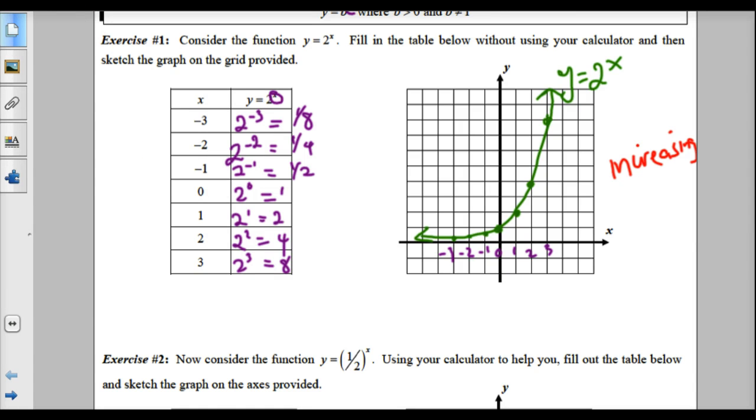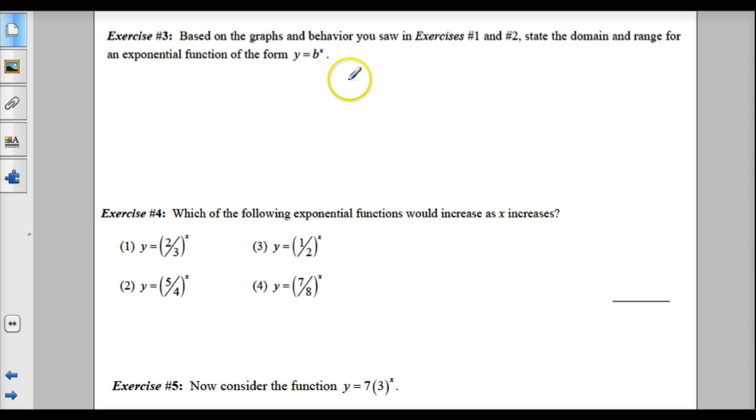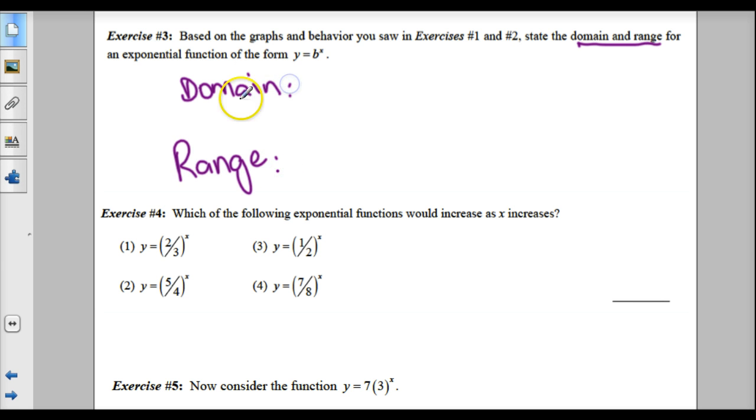Now, we're going to go to exercise 3. It says, based on your graph and behavior you saw in exercise 1 and 2, set a domain and range. And if you notice, guys, domain and range is something that has been popping up from unit 1. So looking at that, I need to find what's my domain and what's my range. So my domain, of course, we all know this is my x and range is my y. What are my domain and what are my range?